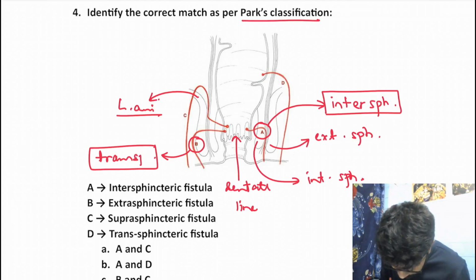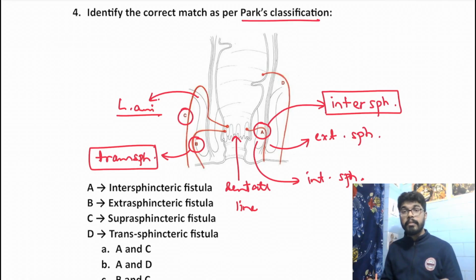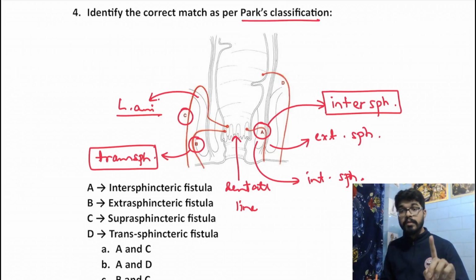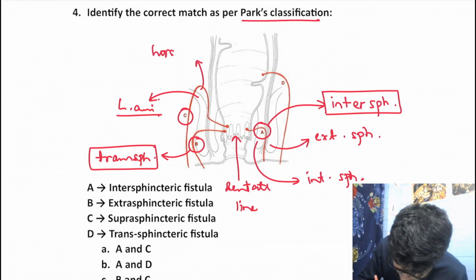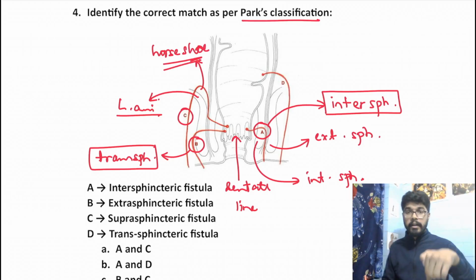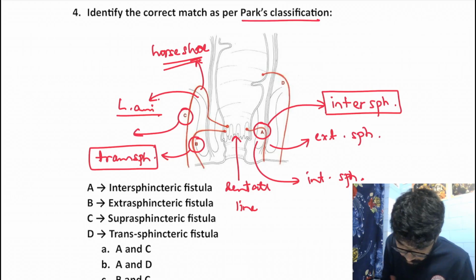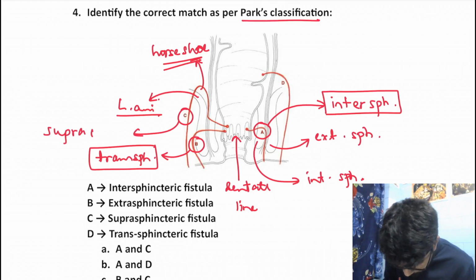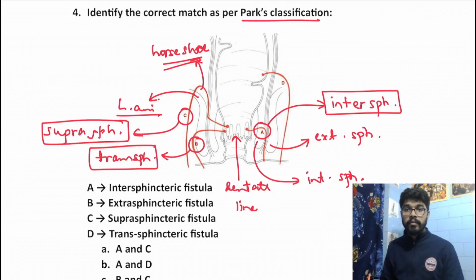Okay. If we talk about option C, we can very well appreciate the fistula crosses or pierces the levator ani muscle, then it arches back. This arch is actually known as horseshoe. It horseshoes back and opens at the level of dentate line, right? So this is known as our suprasphincteric fistula, right? So all of these three open at the level of dentate line, right?